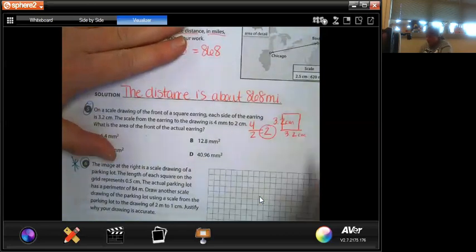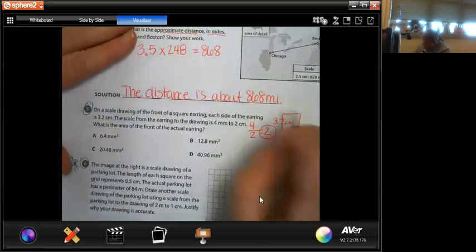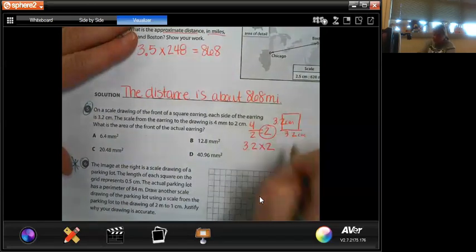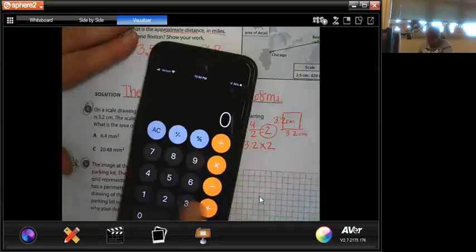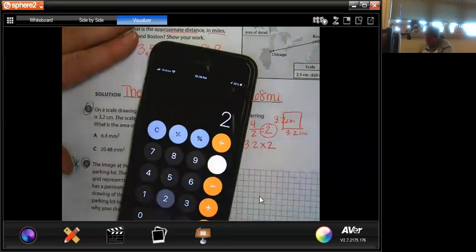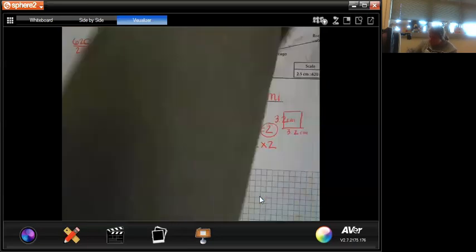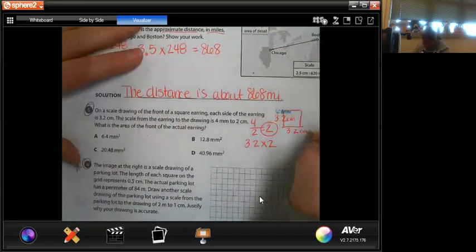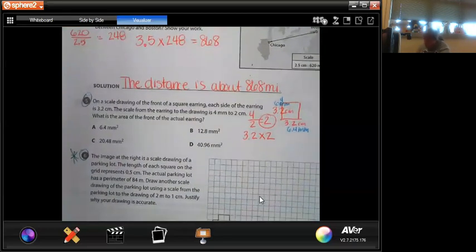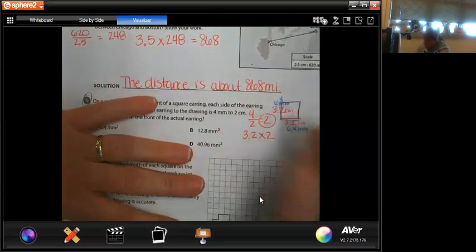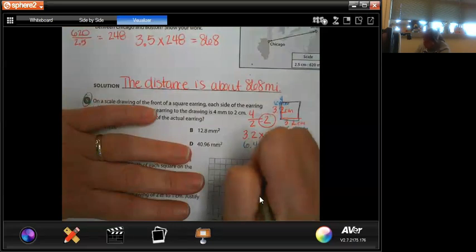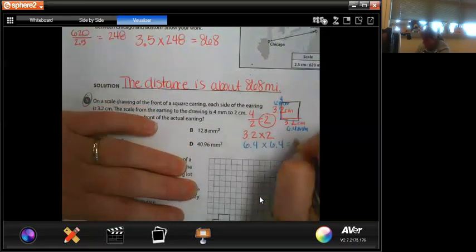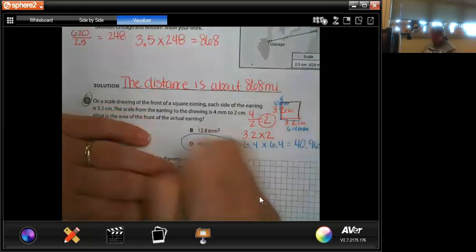So there's our scale. Now we're going to take each side, 3.2, and multiply it by our scale. So 3 2/10 times the scale factor of 2 is 6.4. So the actual is, oh, 6.4 millimeters. So each one is 6.4 millimeters. Now to find the area, this is a square. Area is length times width. So 6.4 times 6.4 comes out to be 40 and 96/100, which is D.